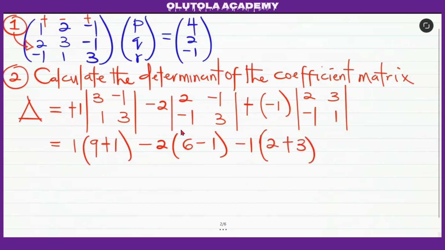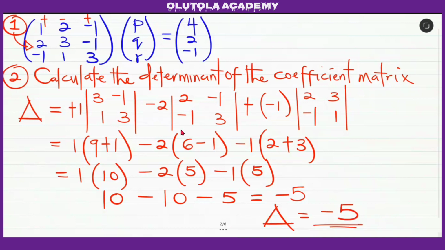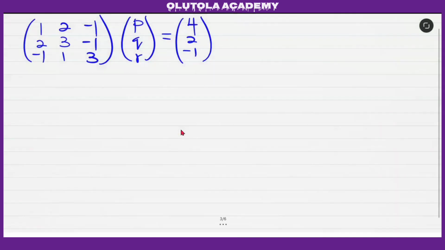So on simplifying this now, we have 1 into 10 -2, 5 -1, 5. So this will give us 10, this will give us 10, and this will give us 5. This altogether will be equal to -5. Our determinant for the coefficient matrix is -5. That's our step 2. Then step 3 is to get the unknowns.